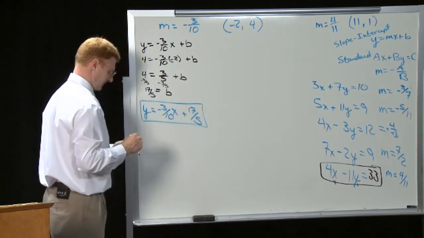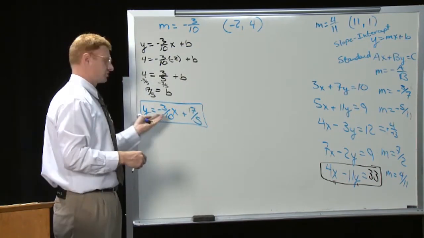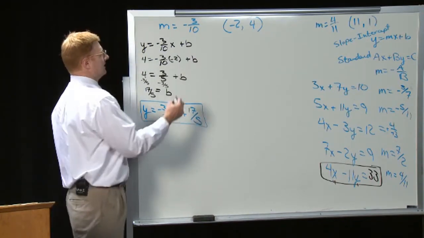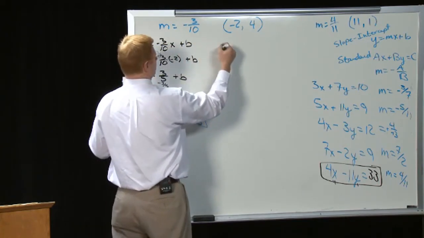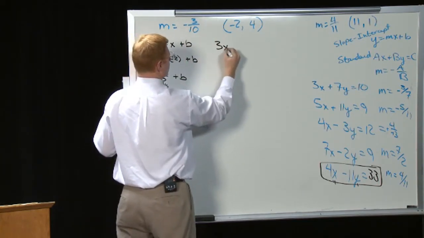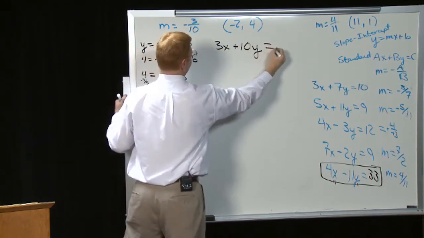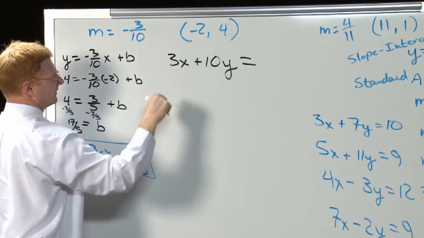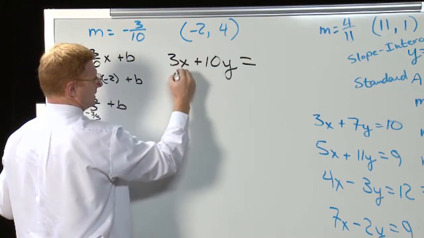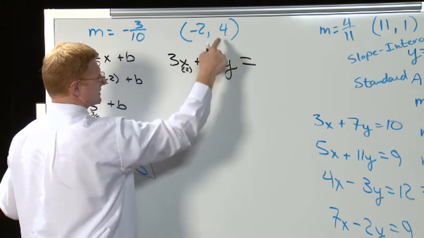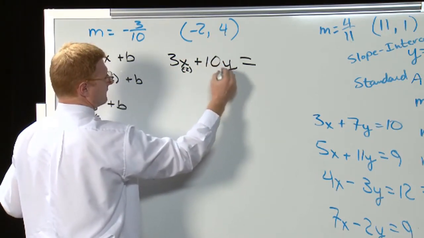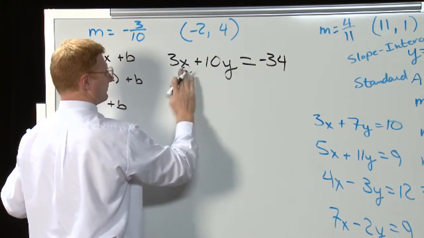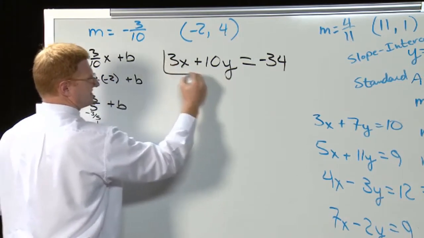That's slope-intercept. Standard form, you would have to times through by 10 and then get all the x's and y's over to one side. If we did standard form, we know that this slope goes with a 3x plus a 10y, because this is negative. So it's just 3 goes here and 10 goes here. And we stick negative 2 in here. That's negative 6 plus 40 is a negative 34. So this is standard form.